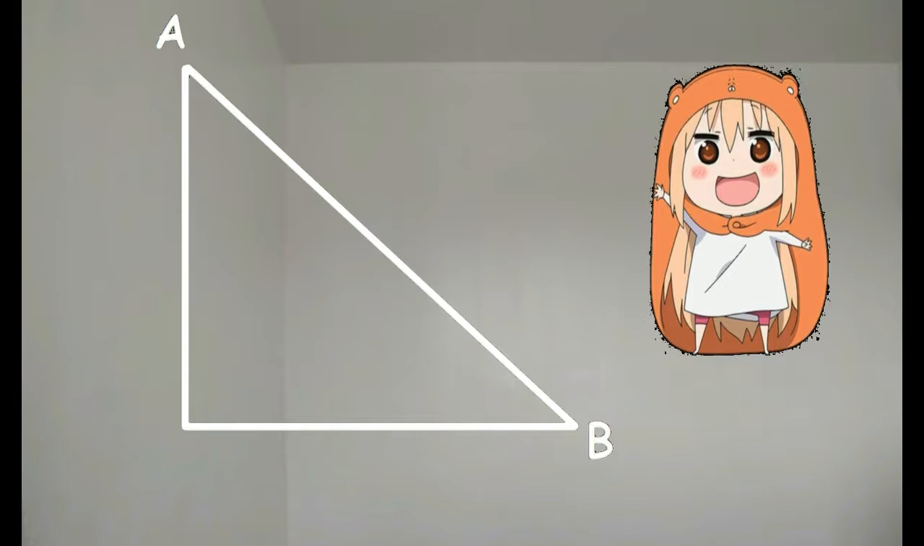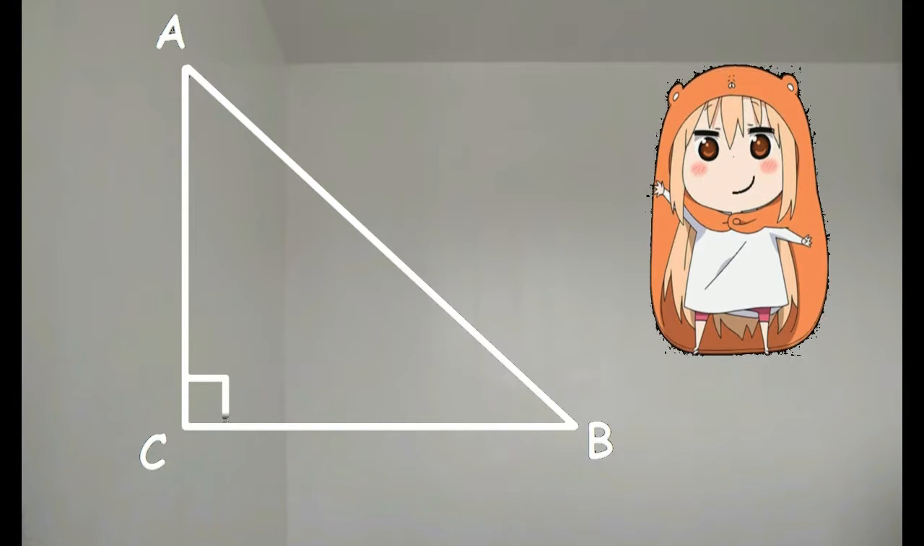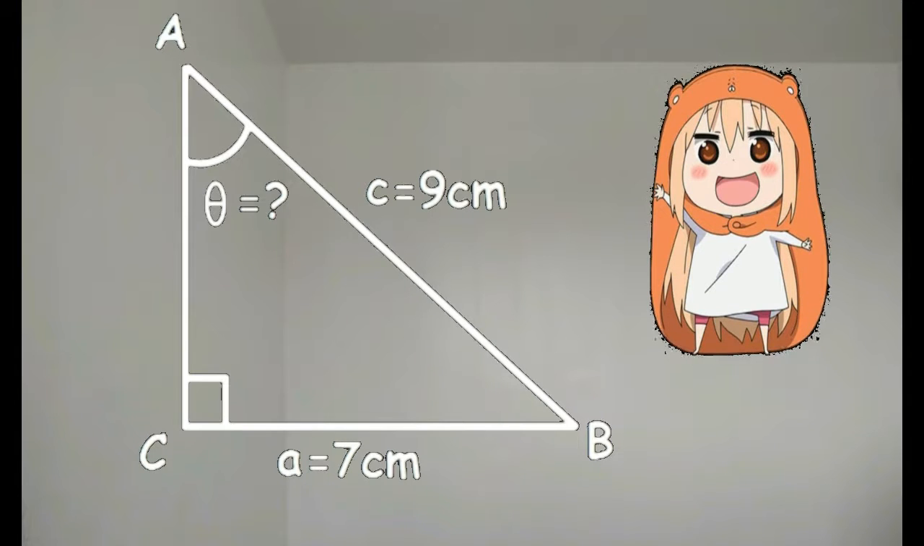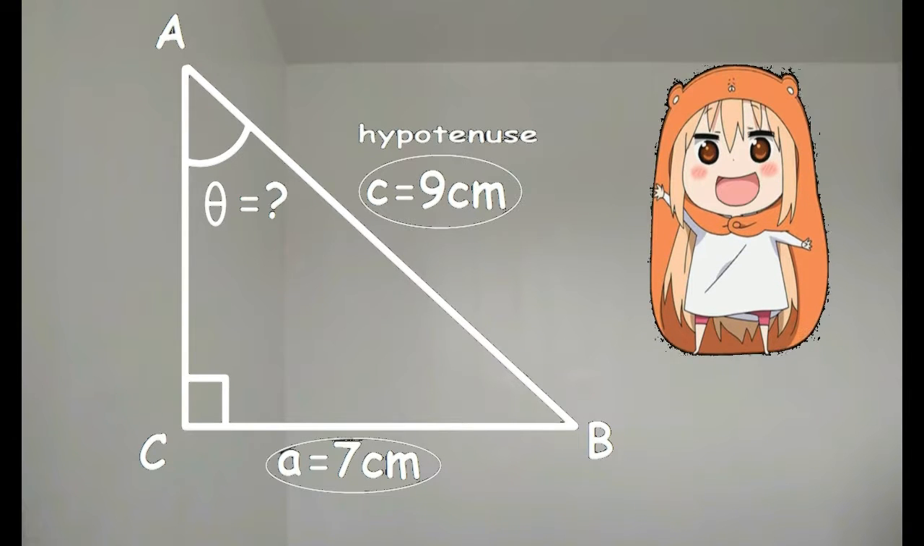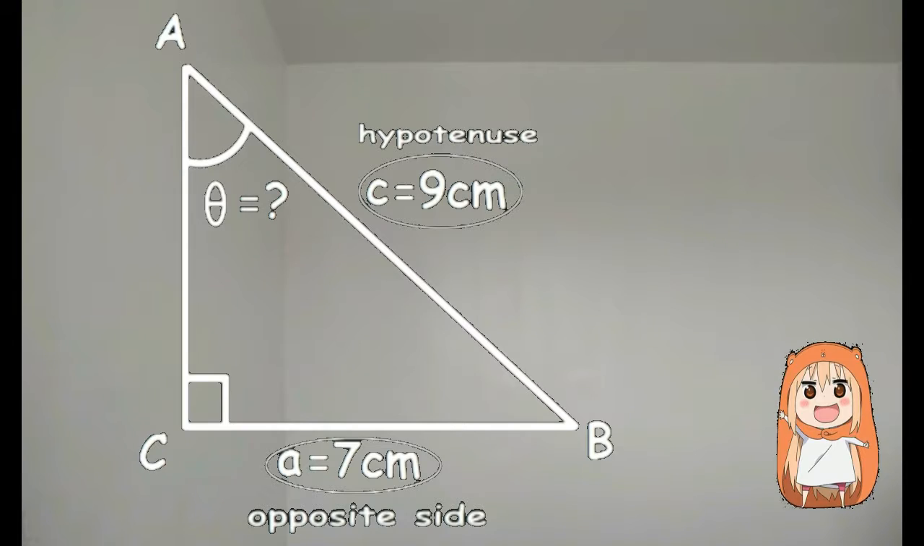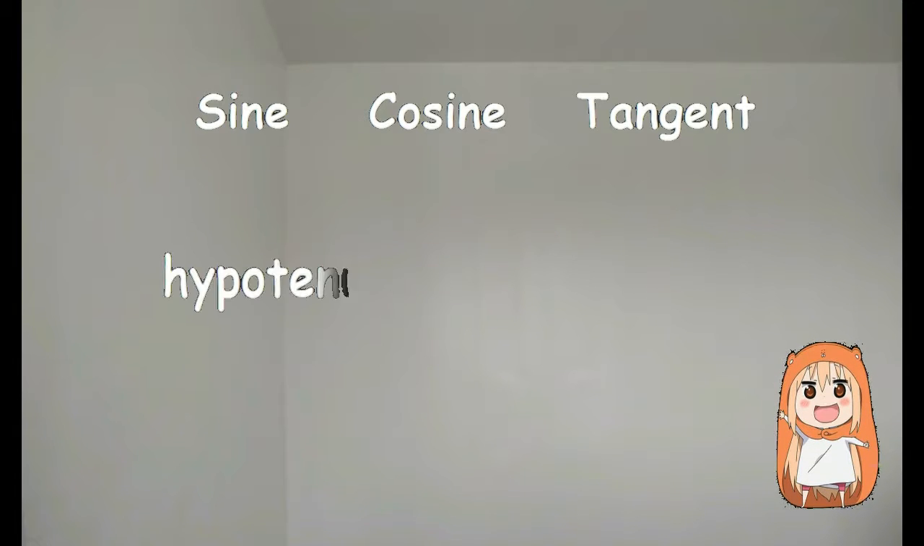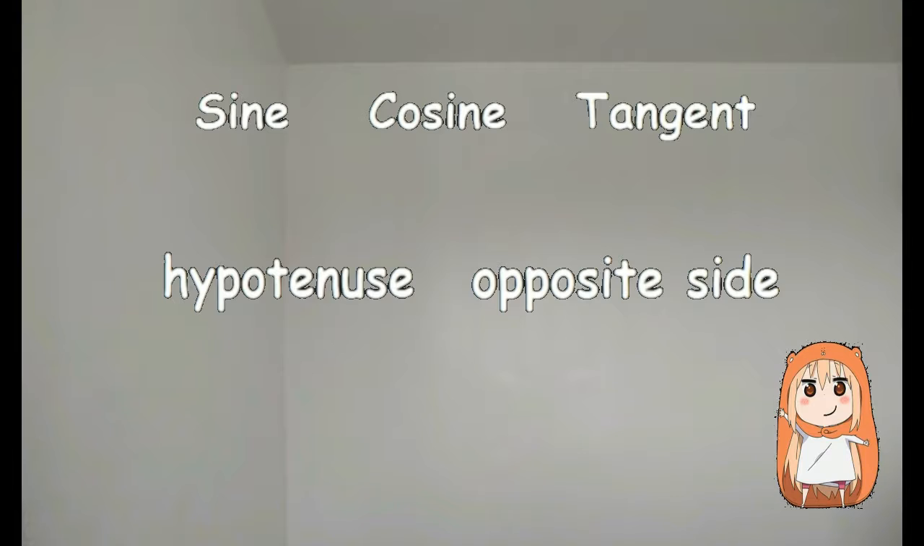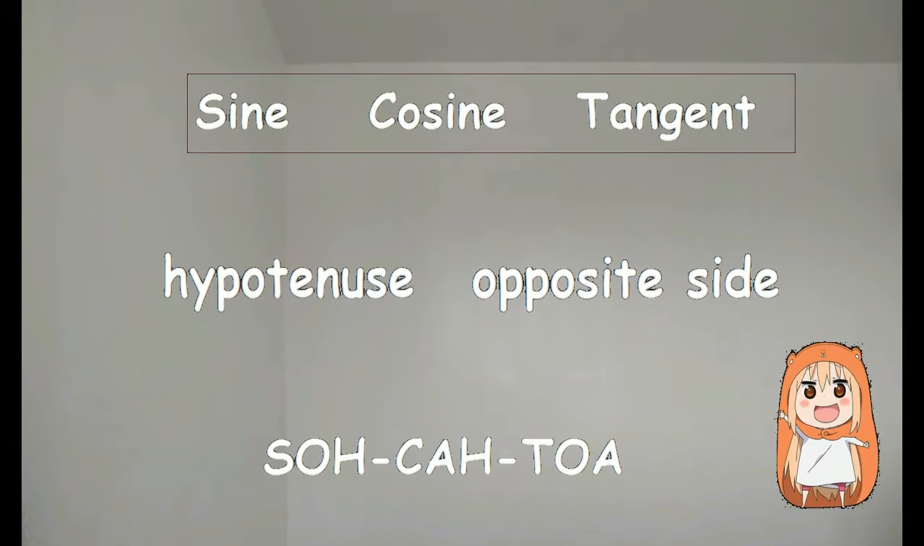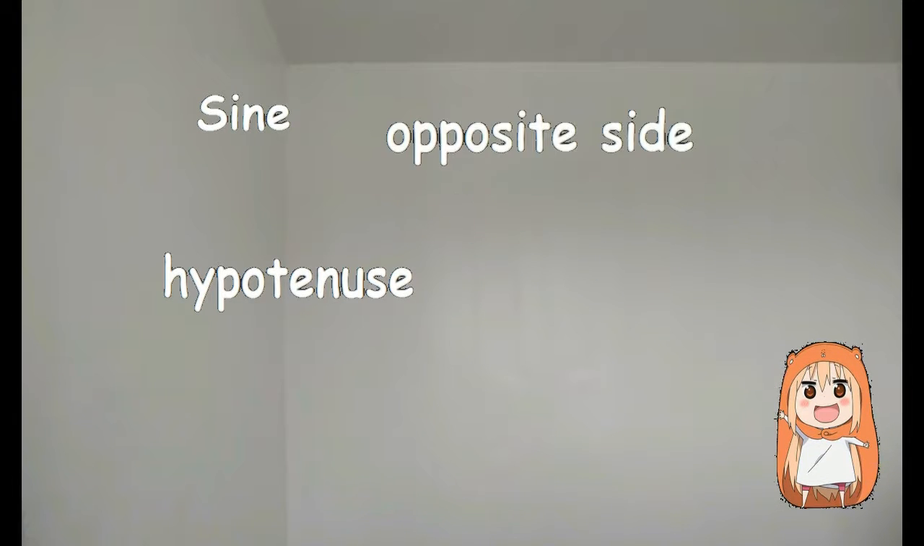Consider a right triangle ABC where C is the right angle. Given that side C is 9 cm and side A is 7 cm, find the value of angle A. The given values are 9 cm, which is the hypotenuse, and 7 cm, which is the opposite side of angle A. If the given are the hypotenuse and the opposite side, which trigonometric ratio are we going to use? Based on SOHCAHTOA, we're going to use sine.